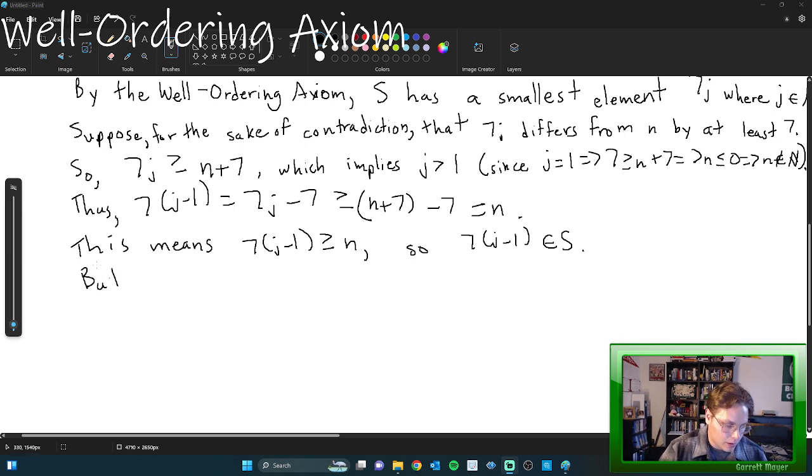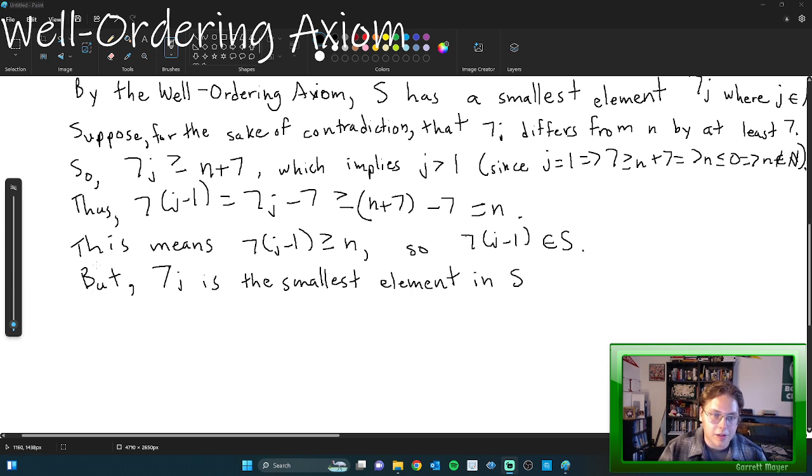But remember from before, 7j is the smallest element in S. And since 7(j minus 1) is smaller than 7j, 7(j minus 1) is not in set S. So it's both in and not in set S. That's a contradiction. So thus, we have a contradiction.